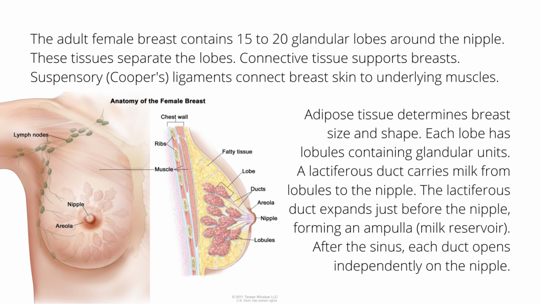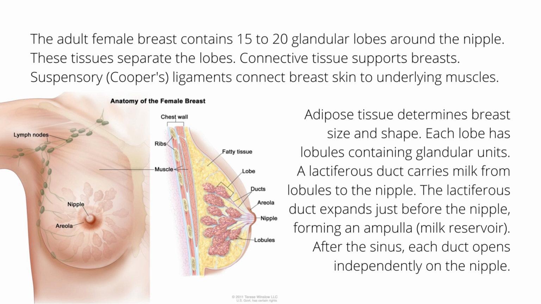Internally, the adult female breast contains 15 to 20 lobes of glandular tissue that radiate around the nipple. The lobes are separated by connective tissue and adipose tissue. The connective tissue helps support the breast, and some bands of connective tissue called the suspensory ligaments or the Cooper's ligaments extend through the breast from the skin to the underlying muscles. The amount and distribution of the adipose tissue determines the size and shape of the breast.